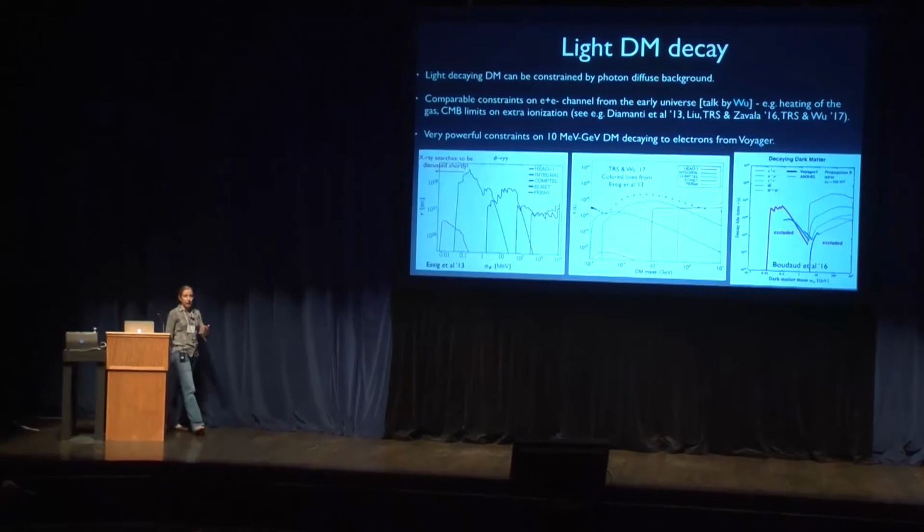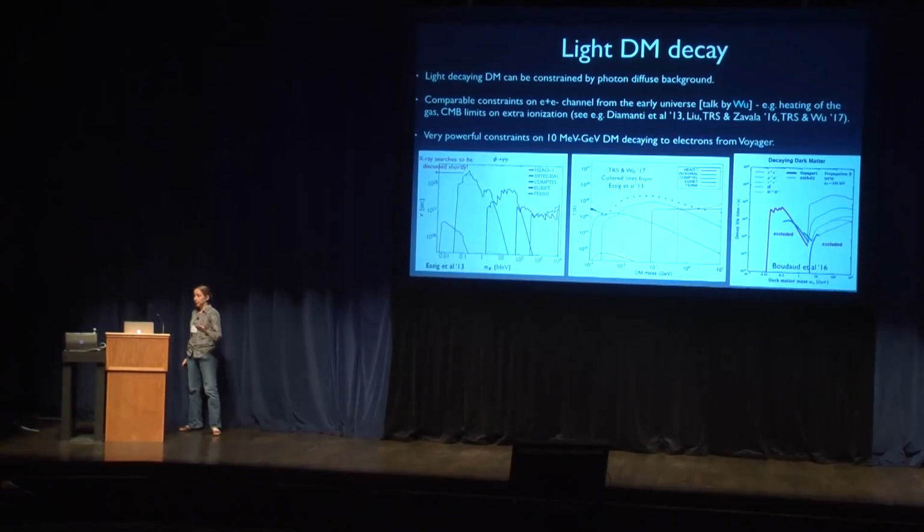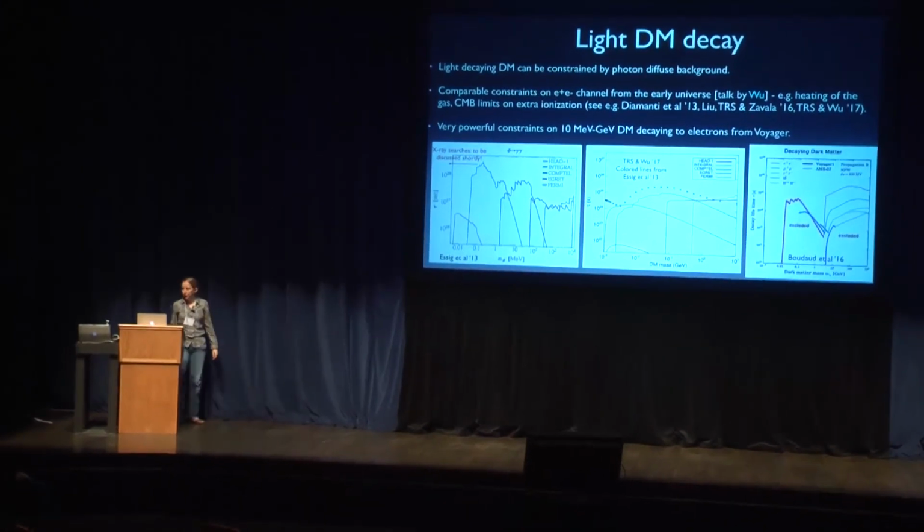If we turn now to decay, let's look at light decaying dark matter. Again, it'll decay to photons, neutrinos, electrons, and positrons. We could constrain that by the photon diffuse background in this MeV to GeV range, but actually between about 10 MeV and a GeV, there are now really excellent constraints from Voyager. So decades after it was launched, after it's left the solar system, this is now one of our best ways to constrain light decaying dark matter. Although there are also some stringent constraints from the CMB and the early universe.